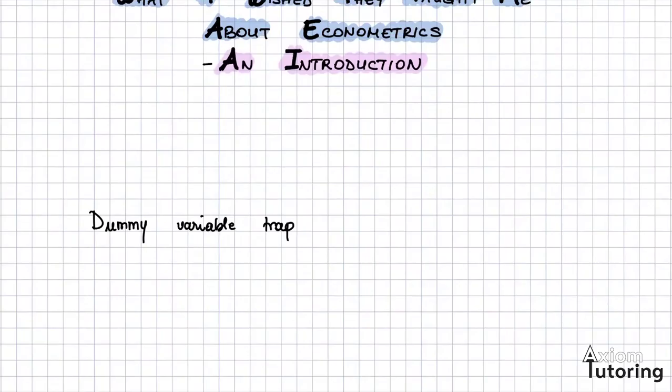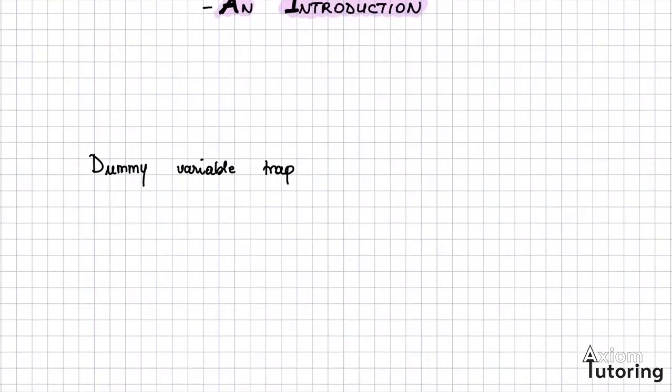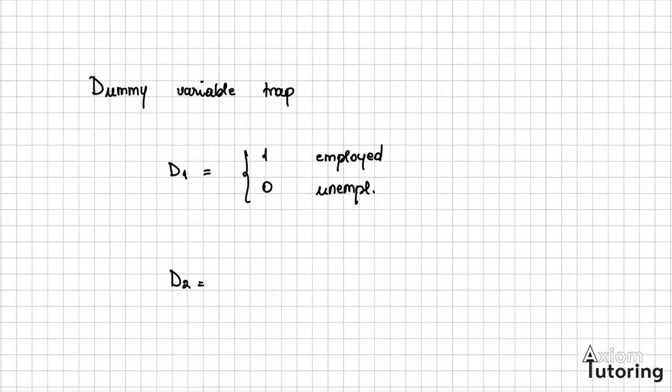Let's start with a simple category example, and let's stick to the example that we've been using so far in this mini series for the dummy variable, where we've got D1 in this case, where we're going to note 1 for employed and 0 for unemployed. Then we're going to create another dummy variable, D2, which is going to be 1 for unemployed and 0 for employed. Okay. Now, notice something very important in here.